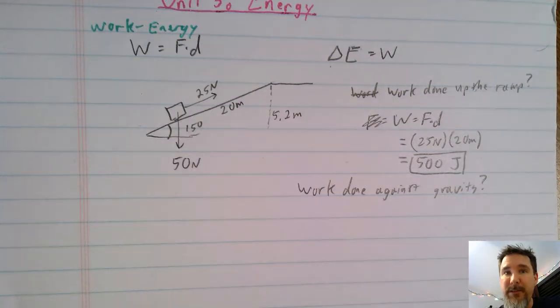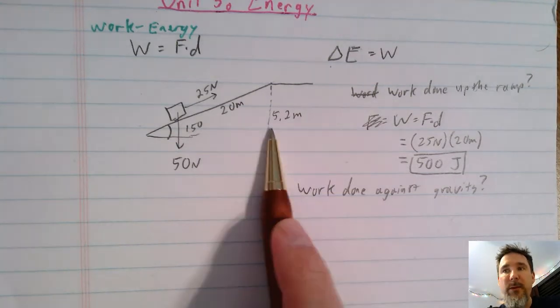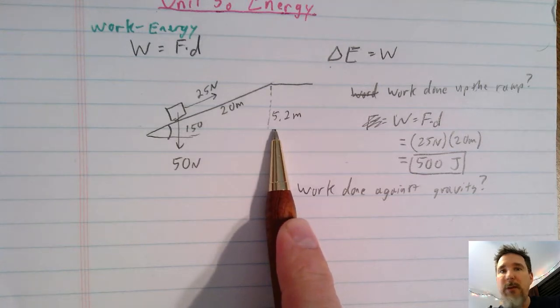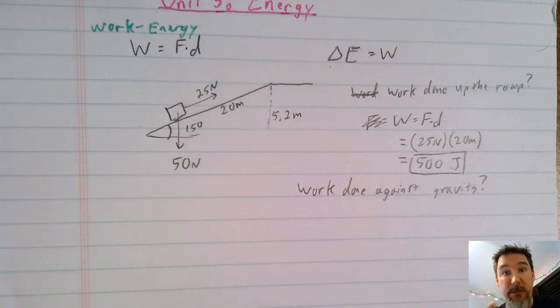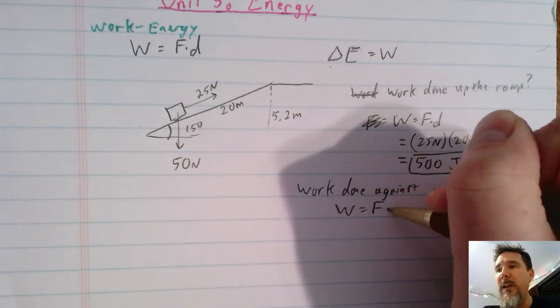Now, because it's a ramp, we can ask this other question. You lifted it 5.2 meters up, so how much work was done by lifting it up? Different question. In this case, it's the same equation: work is force times displacement.